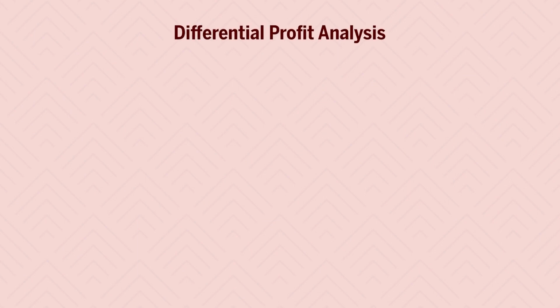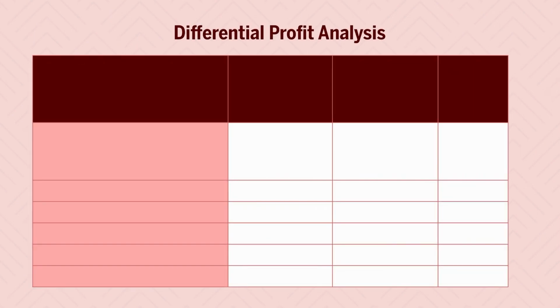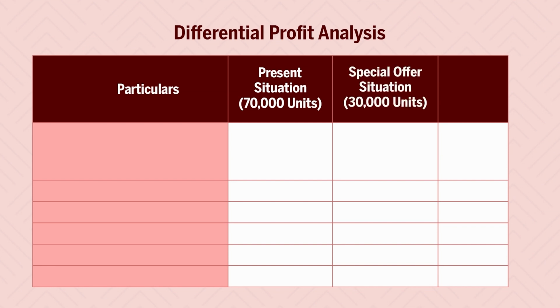Now, we carry out differential profit analysis. See, from the table it is very clear, we have 4 columns, the particulars column, and the second column is the present situation. In the present situation, we are selling 70,000 units. Special offer situation means we have received a special order of 30,000 units, and in total we are going to sell 1 lakh units. So that is our full capacity we are going to utilize.